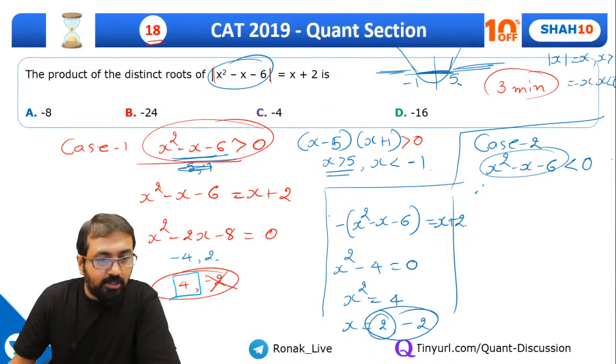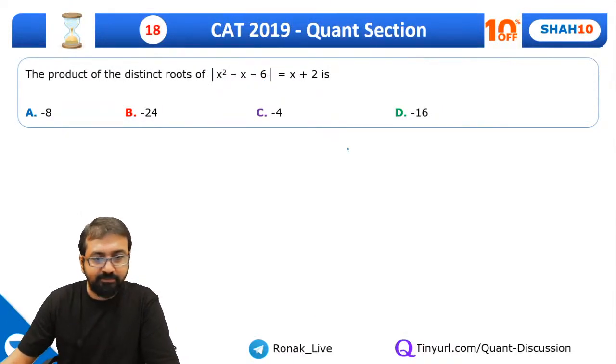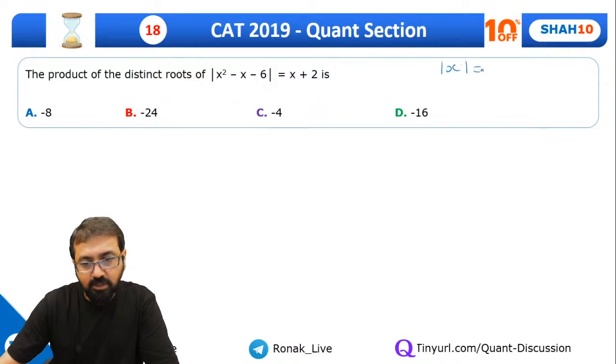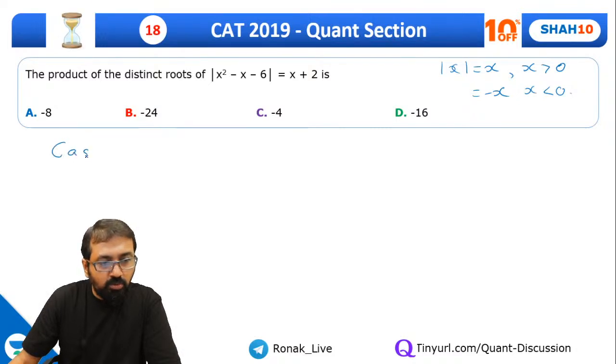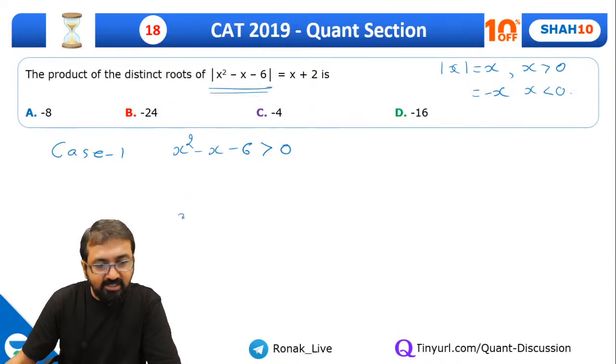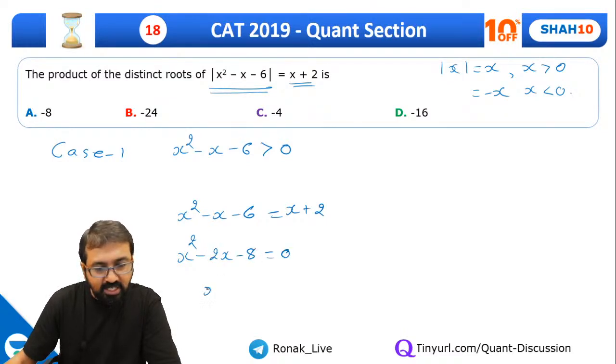One second guys. Let's solve the complete question once again. First condition, mod of x will be equal to x when x is greater than 0. Mod of x will be equal to minus x when x is less than 0. So I'm taking case 1 over here, that x square minus x minus 6 is greater than 0. So definitely this modulus will be written as it is, x square minus x minus 6, and this x plus 2 as it is. So if we solve, this will come out to be x square minus 2x minus 8 equal to 0. That means x is equal to plus 4 or minus 2.